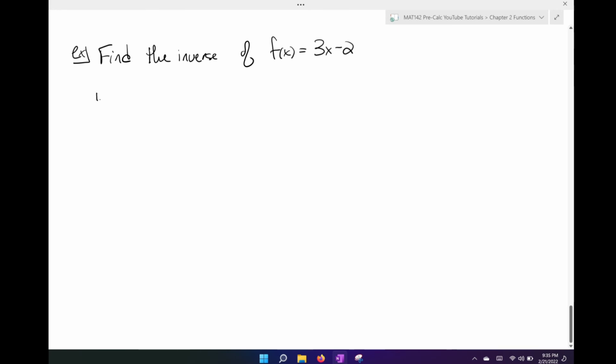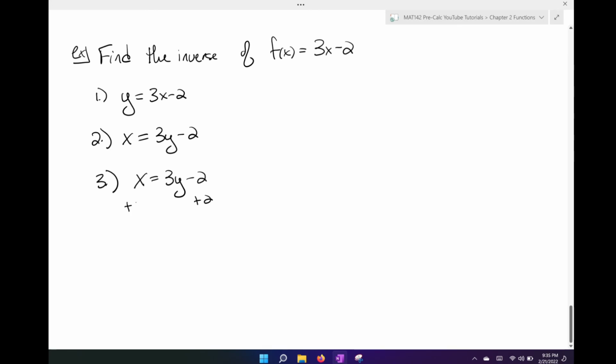So step 1, we write y equals 3x minus 2. That's replacing f of x with y. Step 2, we swap x and y. So just literally switch them. Just rewrite everything the way it looks. Step 3, we're going to solve this for y. So I'm just going to rewrite it first. Now I'm going to add 2 to both sides. That gives me x plus 2 equals 3y. Then I divide both sides by 3 to give me y equals x plus 2 over 3.